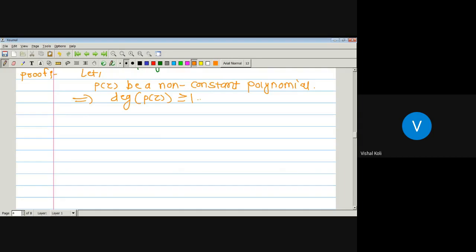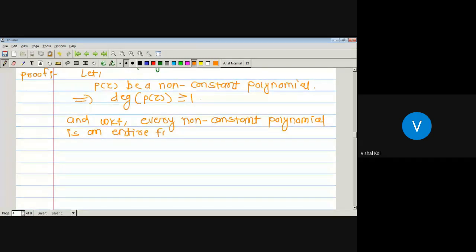And we know that every non-constant polynomial is an entire function. That is, as P of z is a non-constant polynomial having degree greater than or equal to 1, which implies P of z is an entire function.